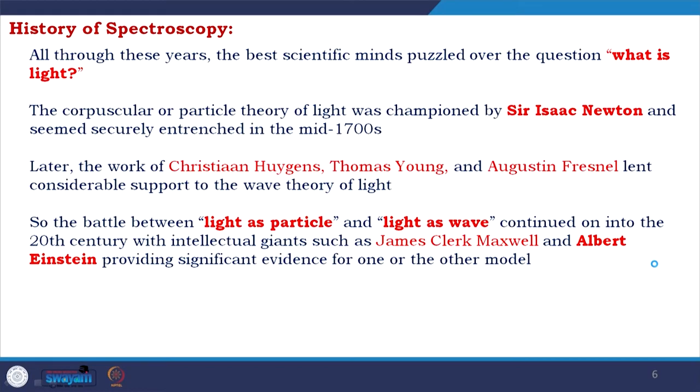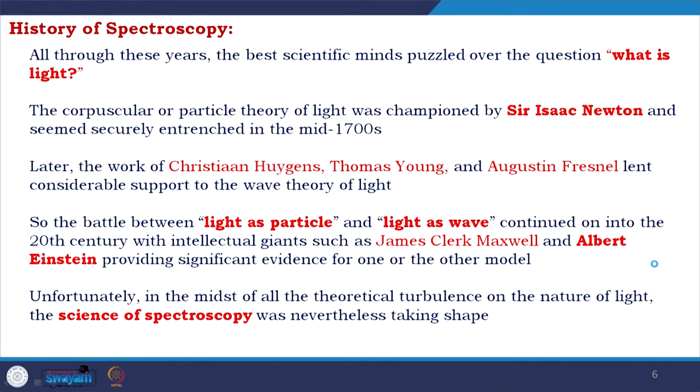So, the battle between light as a particle and light as a wave continued on into the 20th century, with intellectual giants such as James Clerk Maxwell and Albert Einstein providing significant evidence for one or the other model. So, it took really a long time for scientists to come to an agreement, from other parts of our discussions and all in physics, that light has a wave and particle duality. But unfortunately, in the midst of all the theoretical turbulence on the nature of light, the science of spectroscopy was nevertheless taking shape. It was slowed down.